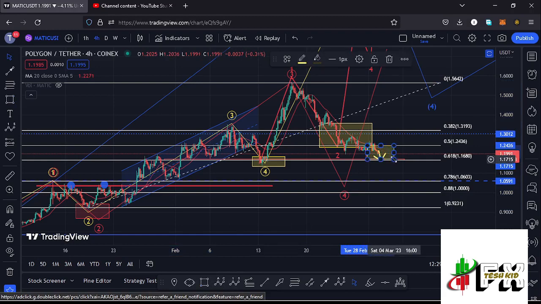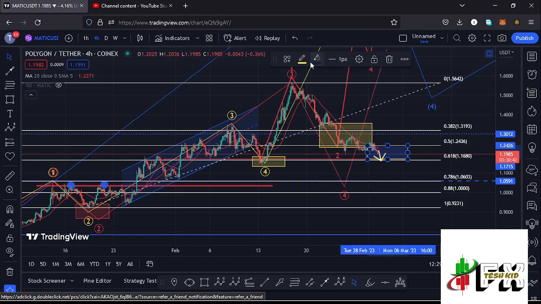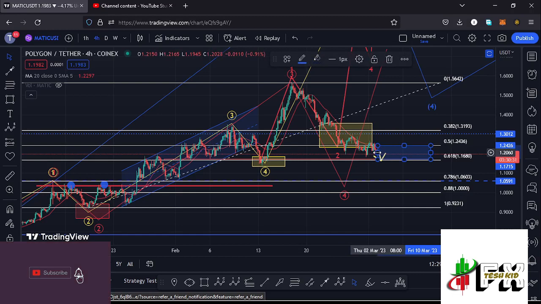So in case the breakdown continues, there are chances of getting into this target area that I have shown you over here, and I can change the color to blue so that we can mark it as a different target area in case the breakdown continues between the $1.2436 mark and the $1.168 mark.